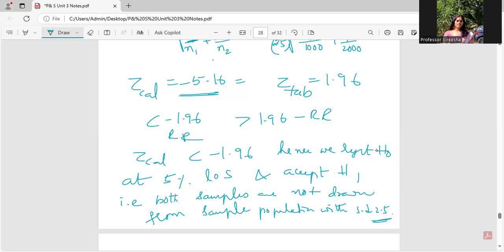This is how I will do a difference in means problem. Any tail you can take, either the left tail or two tail.